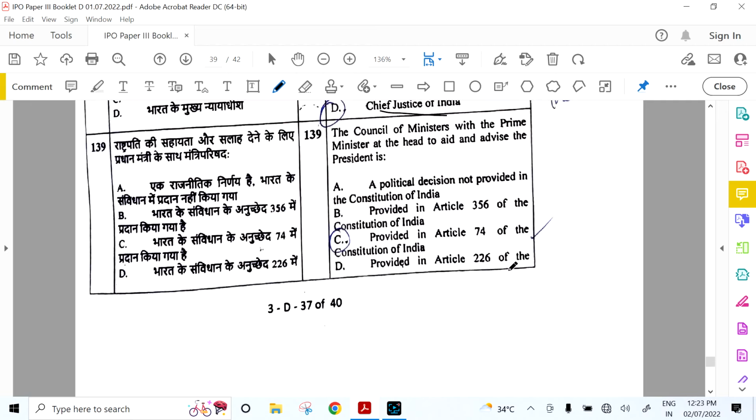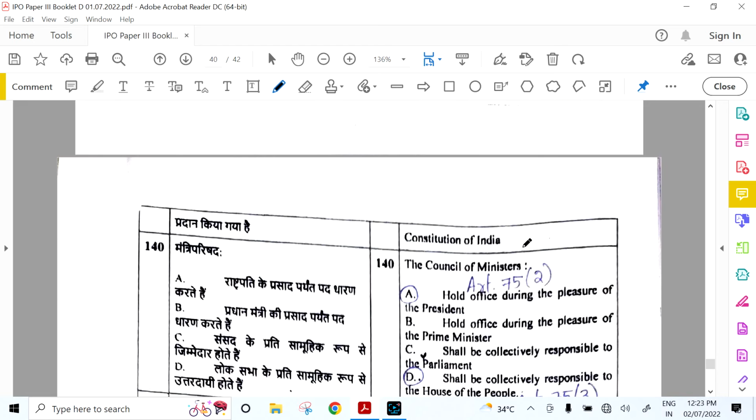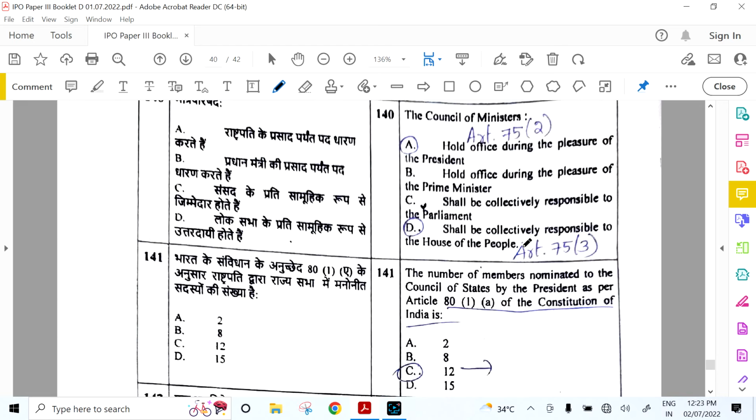The Council of Ministers with the Prime Minister at the head to aid and advise the President is provided in Article 74 of the Constitution of India. The Council of Ministers hold office during the pleasure of the President. It is correct as per Article 75(2). And it shall be collectively responsible to the House of the People. This is also Article 75(3). Let us wait for the final key.